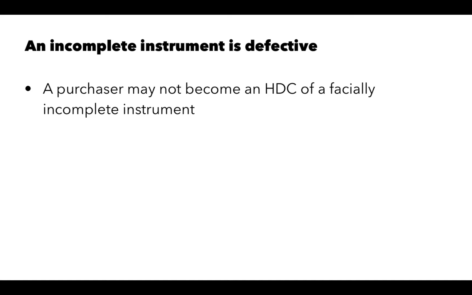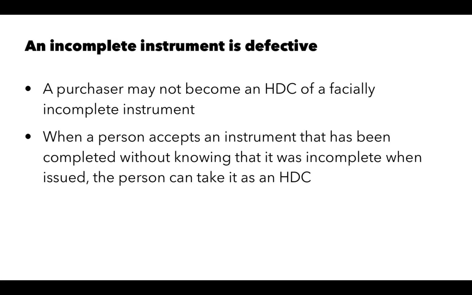Minor omissions may be permissible, such as a date. Remember, we said that the lack of a date doesn't invalidate an instrument, but any sort of material omission is going to make it incomplete, and therefore the person who takes the instrument cannot take it as an HDC. If the person accepts an instrument that has been completed later, then that person can take it as an HDC because that person saw a completed instrument.